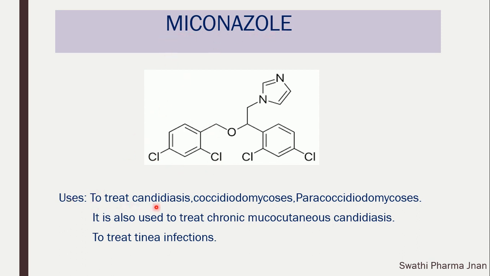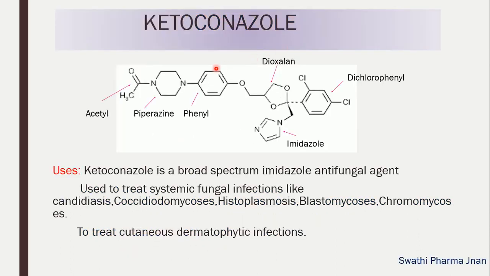It is used to treat candidiasis, which is caused by the fungus Candida albicans; coccidioidomycosis, which is caused by Coccidioides species; and paracoccidioidomycosis, which is caused by Paracoccidioides species. It is also used to treat chronic mucocutaneous candidiasis, and for the treatment of tinea infections we'll use this miconazole. Next structure is ketoconazole.